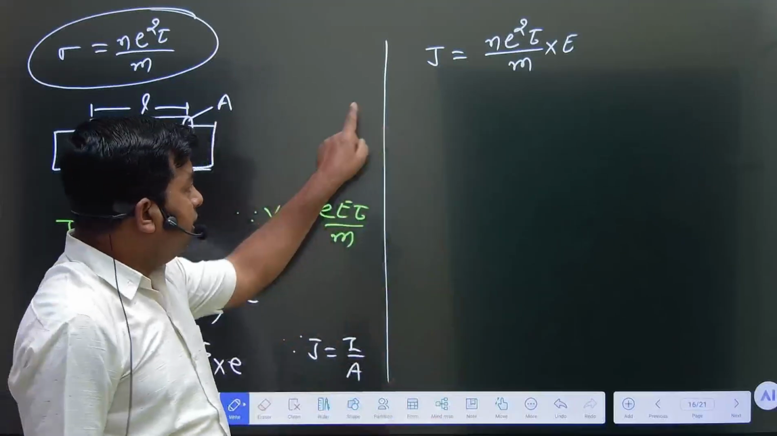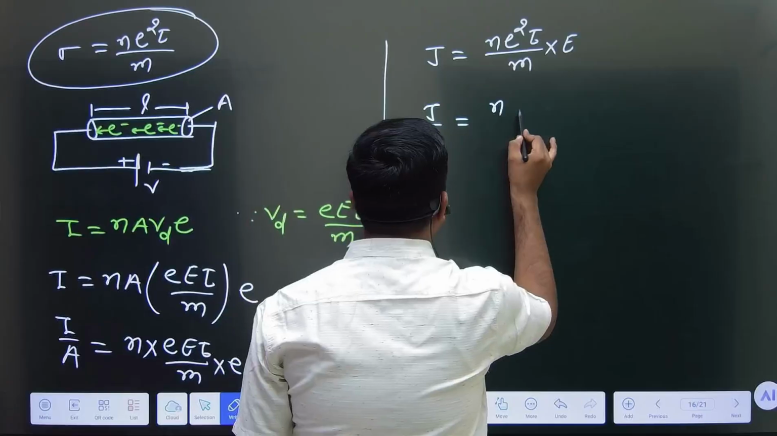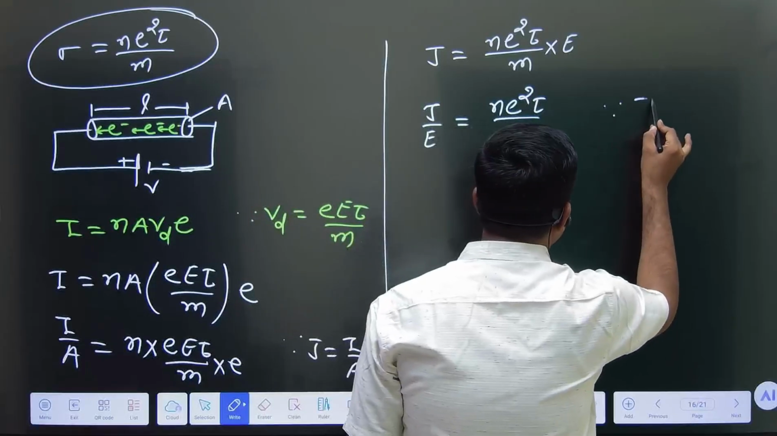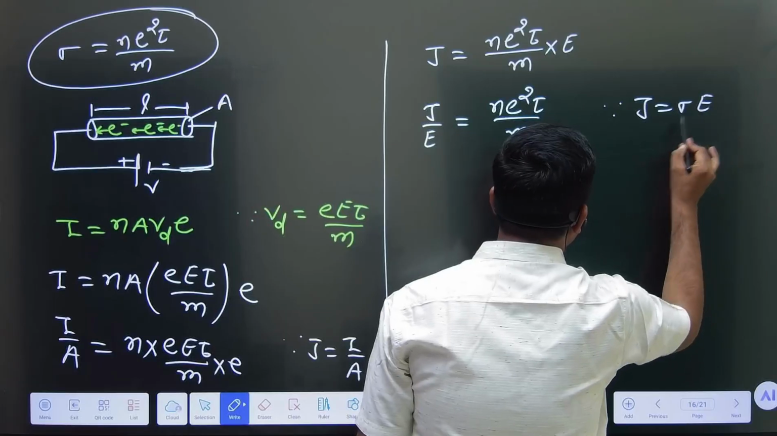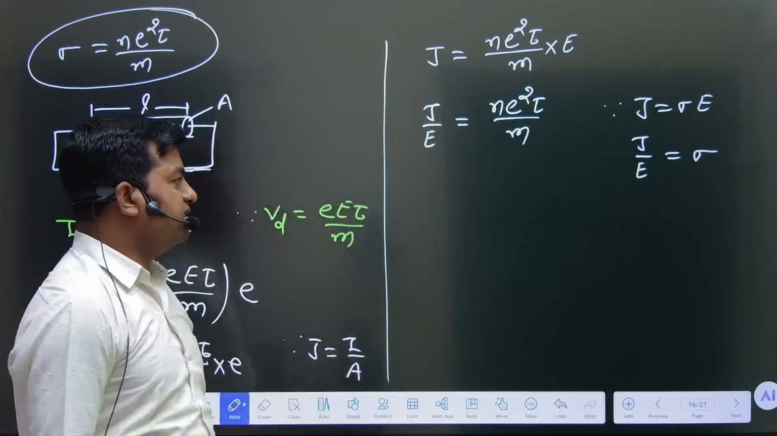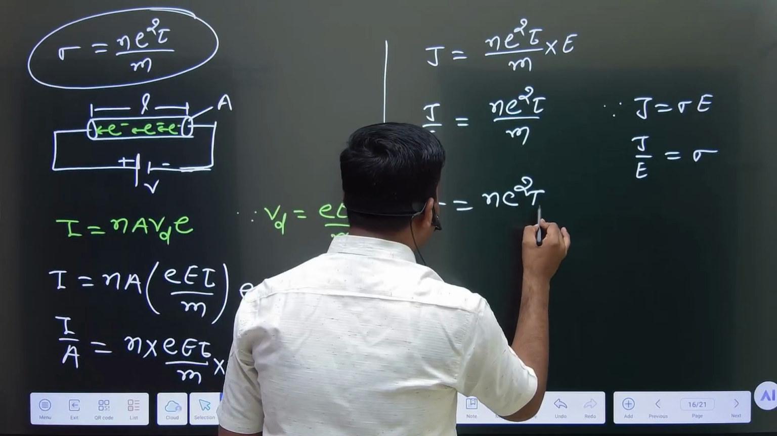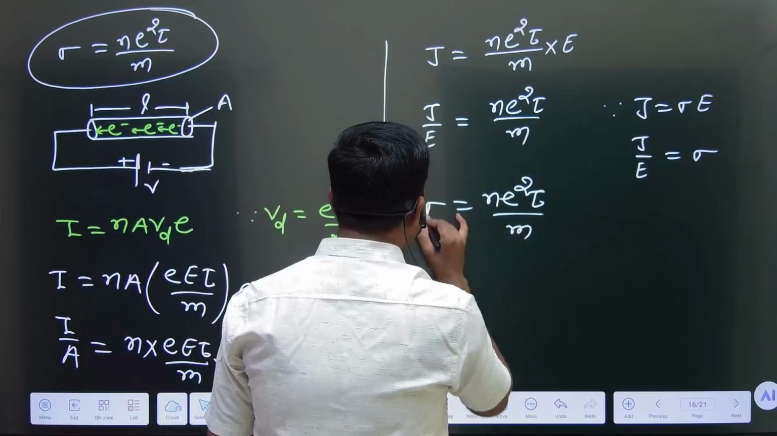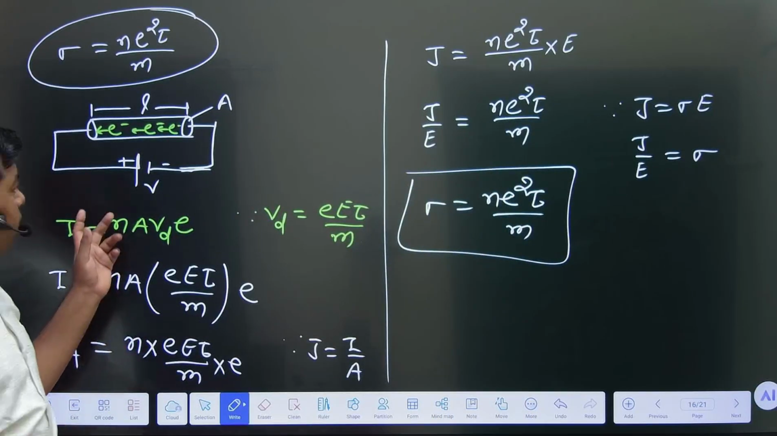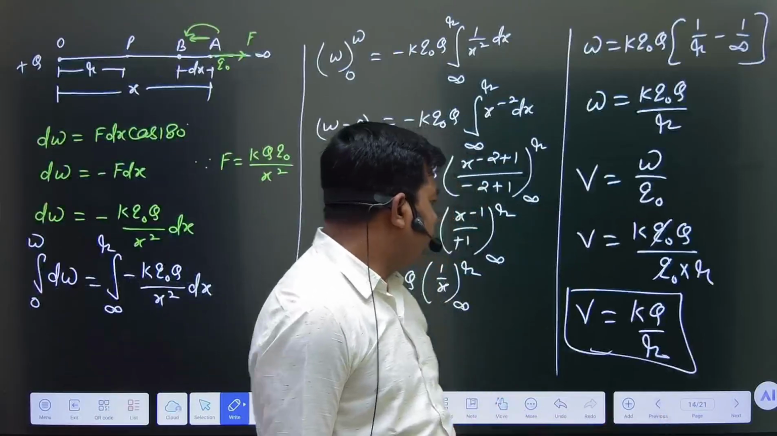Here we write J by E is equal to n e square tau by m. And we know the microscopic form of Ohm's law, J equal to sigma E. So J upon E is equal to sigma. So sigma is equal to n e square tau by m. This is the relation we had to prove, n e square tau by m, with the help of the relation between electric current and drift velocity.